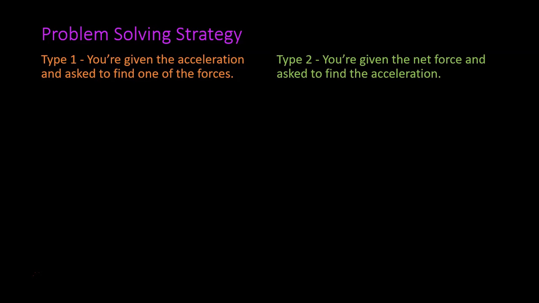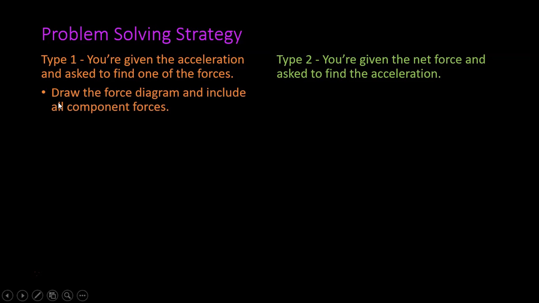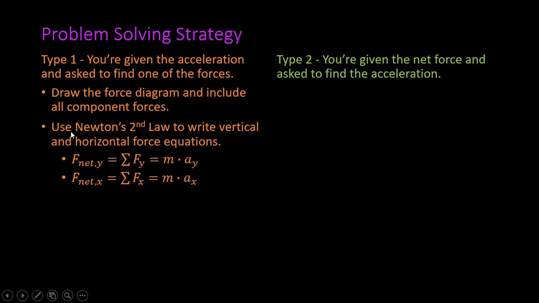Well, let's look at a problem-solving strategy for using Newton's second law. We'll have two types of problems. The first type, you're given the acceleration and you're asked to find one of the forces. The other type is you're given the net force. In other words, you're given all the force information and you're asked to find the acceleration. In type 1, the first step, we want to draw the force diagram and include all the component forces. Next, we want to use Newton's second law to write the vertical and horizontal force equations.